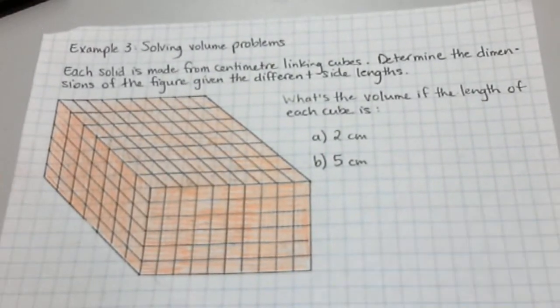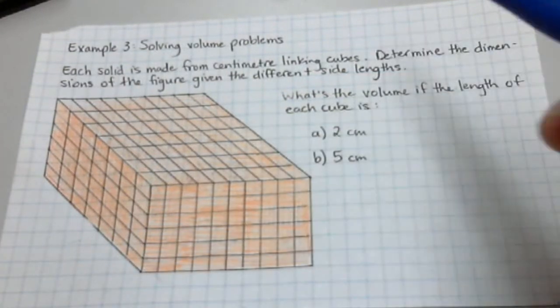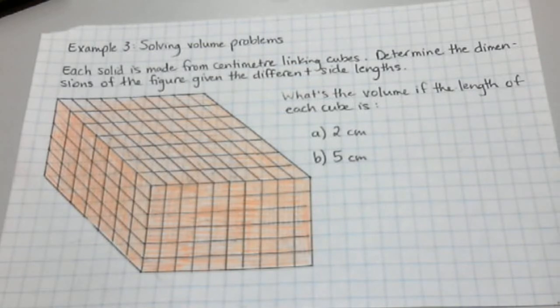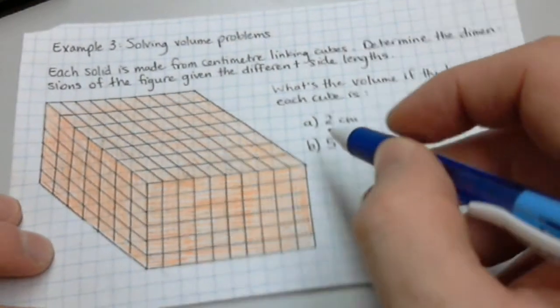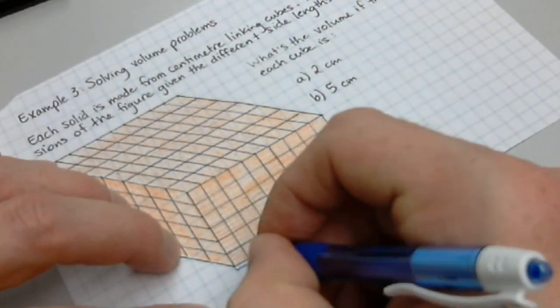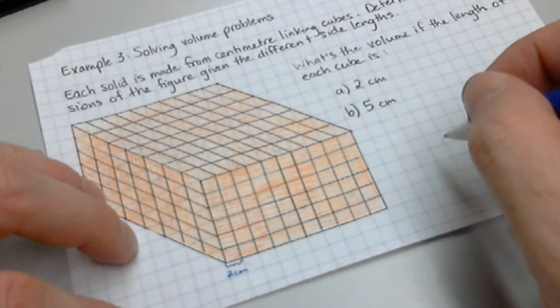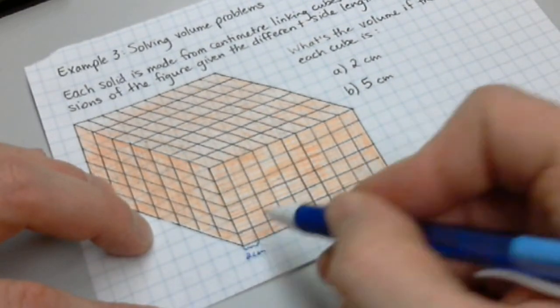So let's try a bit of a different problem. This solid is made from centimeter Lincoln cubes, or we are imagining that they are. We're going to determine the dimensions of the figure given the different side lengths. So for the first one, we're going to assume that each of these side lengths is 2 centimeters.